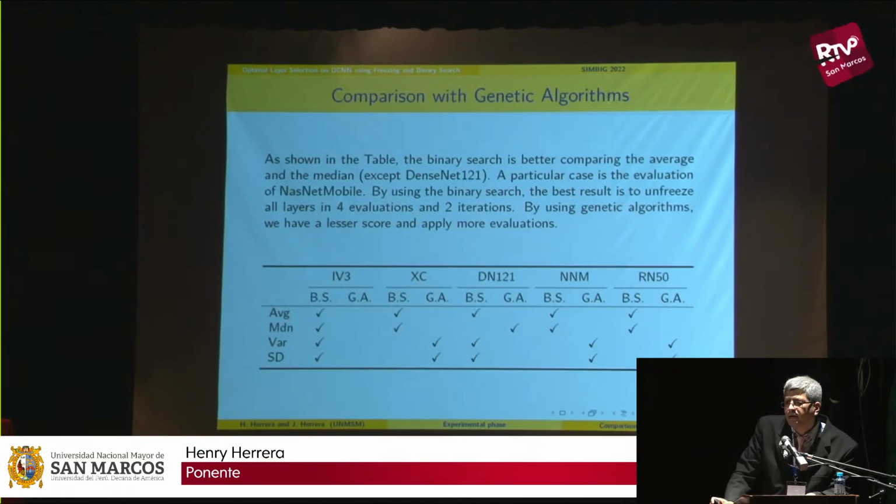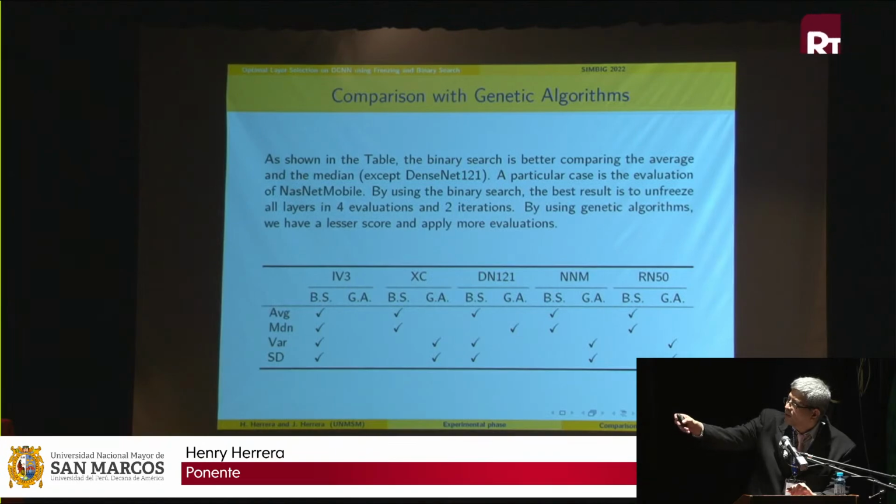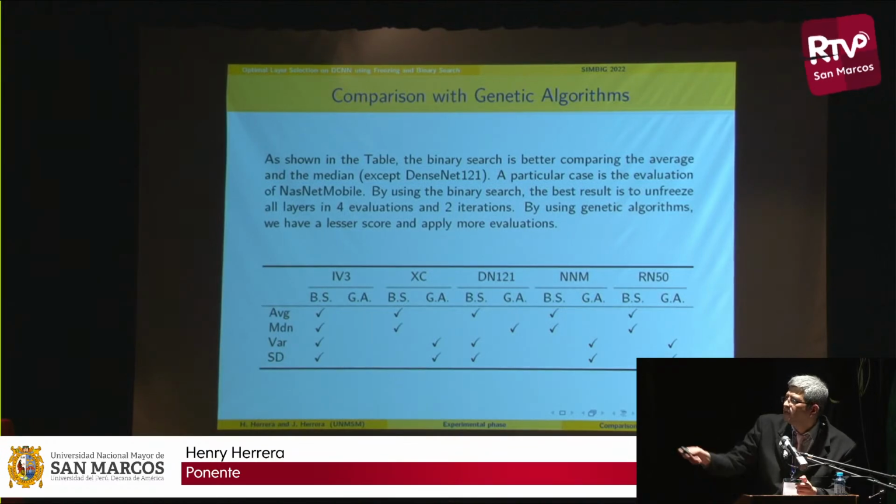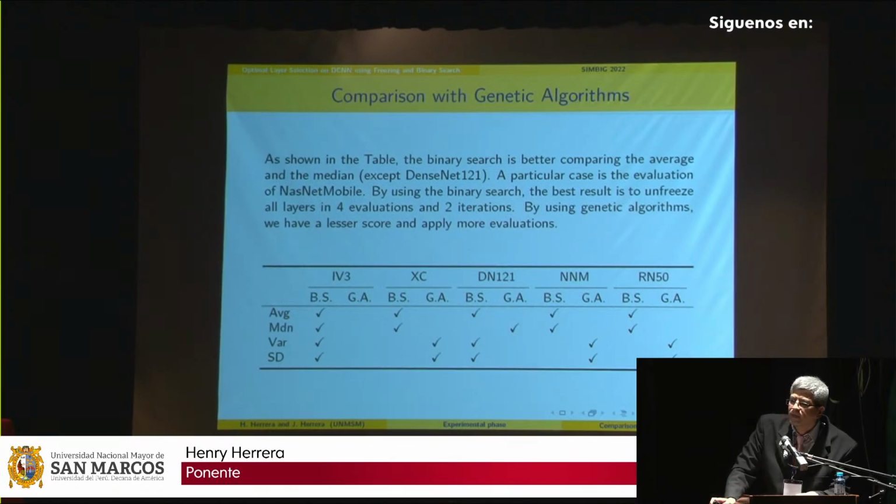Finally, we made a comparison with genetic algorithms, and remember, it's used for this dataset. The results may vary if you use another dataset, but at least we are winning in the categories of average and median, except for DenseNet 121, where the values are very close, okay? Currently, I'm just showing a checkmark table, but in the paper are the numbers, okay?